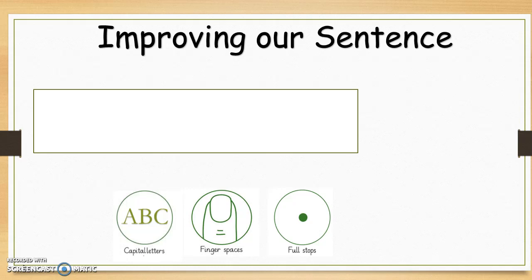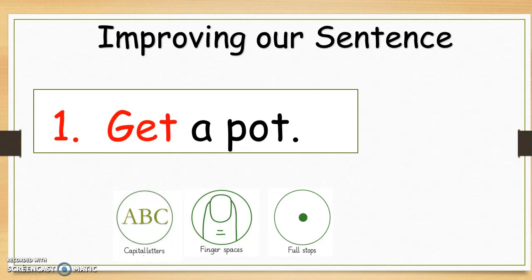Now, I'm going to look and see if I can improve my sentence. Let's have a look at the first sentence I wrote. Get a pot. I started my sentence with a capital letter. I used finger spaces. And I finished my sentence with a full stop.